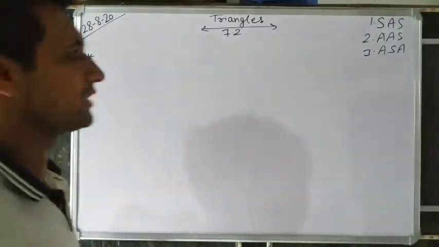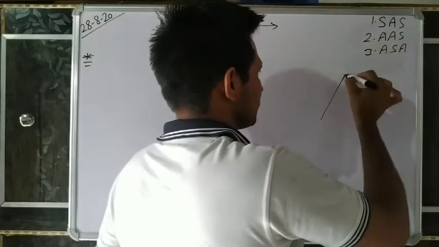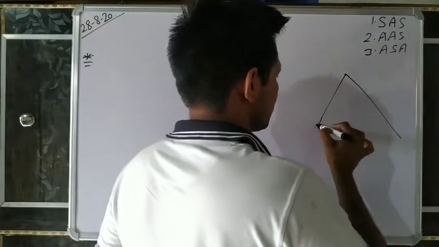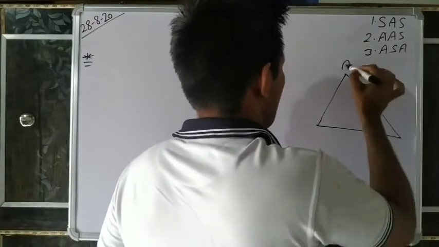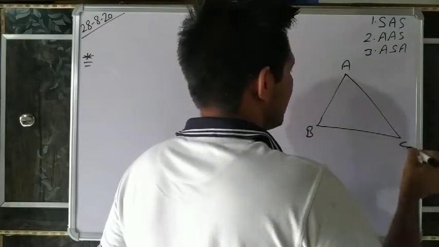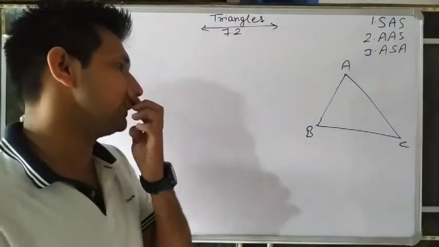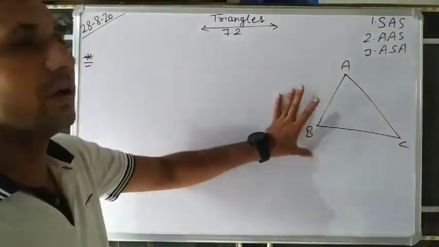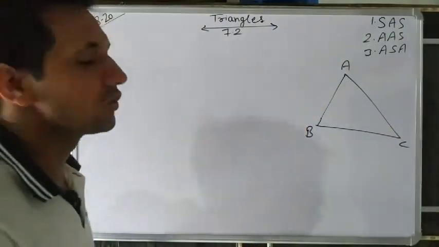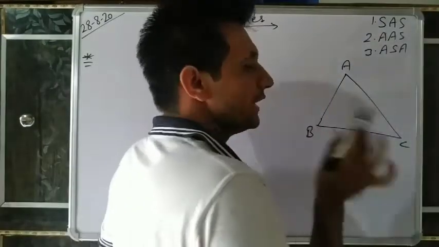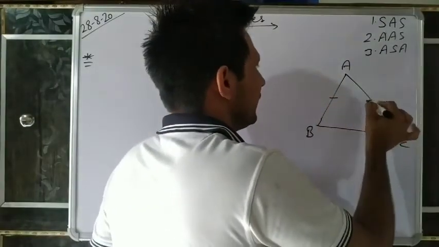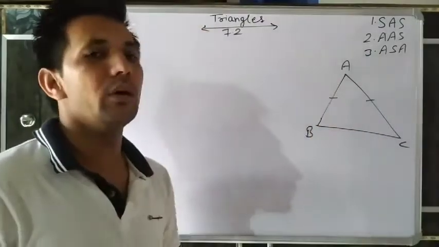Does everyone know what an isosceles triangle is? Take triangle ABC. What is an isosceles triangle? An isosceles triangle is a triangle in which two sides are equal, any two sides. Suppose AB is equal to AC.